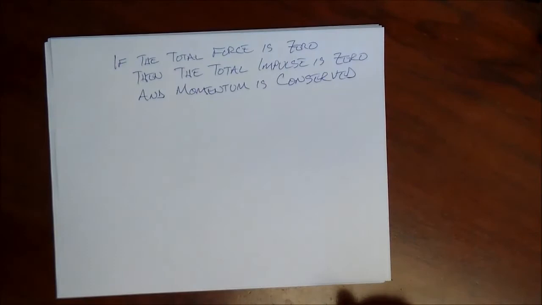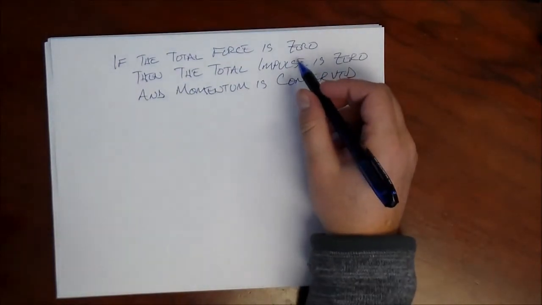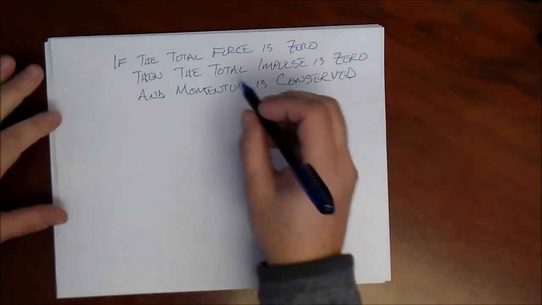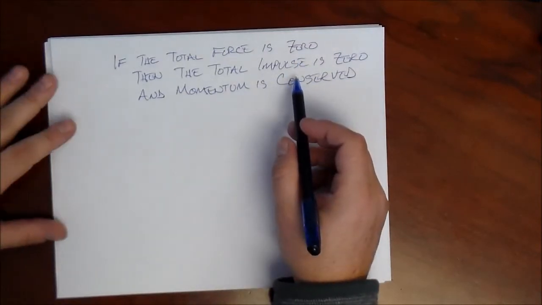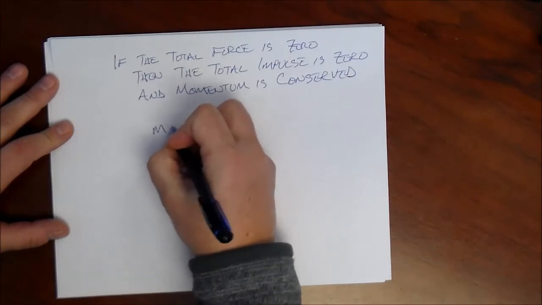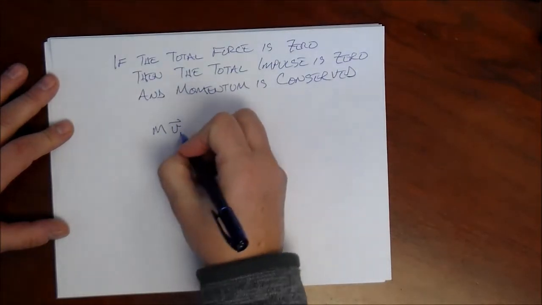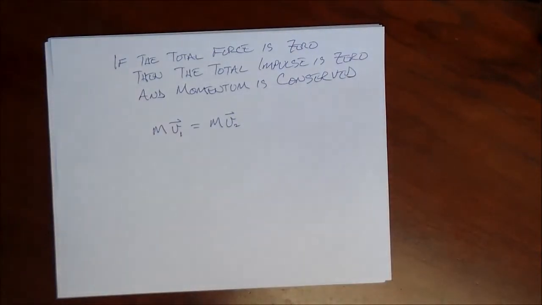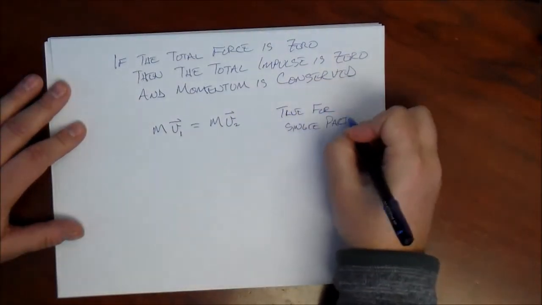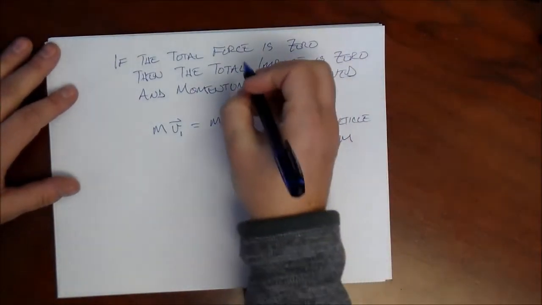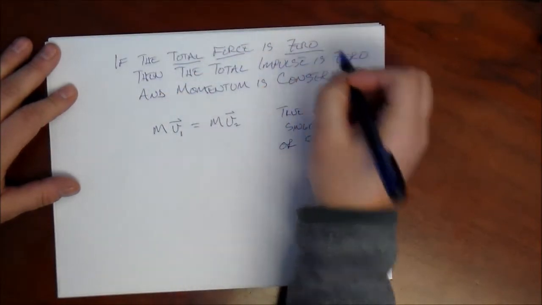One more important aspect of the principle of impulse and momentum is that if the total force is zero, and this is the total force on a single particle or a system, you can say it for either one. If the total force is zero, then the total impulse is going to be zero. In that case, momentum is conserved because the principle of impulse and momentum reduces to mv1 equals mv2. So the initial momentum equals the final momentum. Again, that's true for a single particle or a system of particles if the total force is zero.